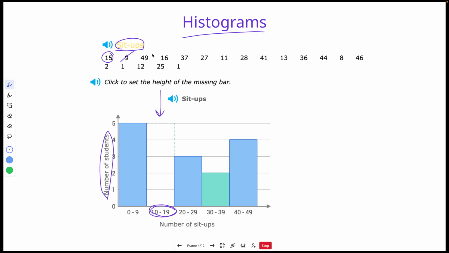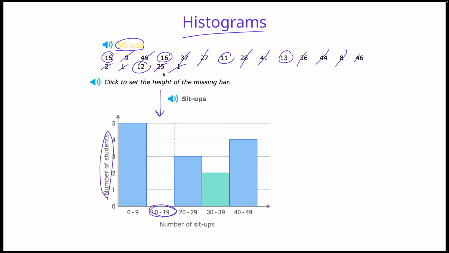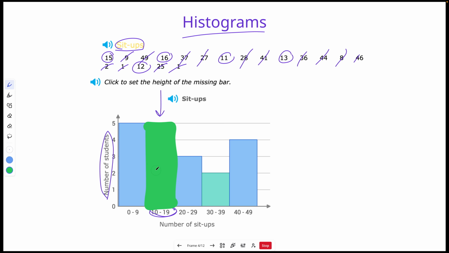Yes, no, no, yes, no, no, yes, no, no, yes, no, no, no, no, no, no, yes, no, and no. So 1, 2, 3, 4, 5 numbers. 5 students did between 10 and 19 sit-ups. So on our graph here, we need to go all the way up to the 5 and just fill it in as best we can. And here is our histogram.